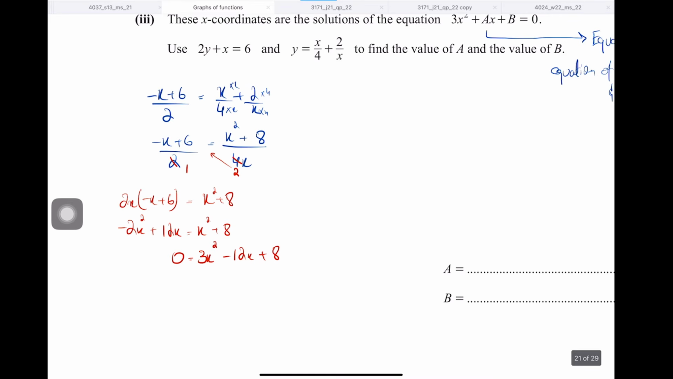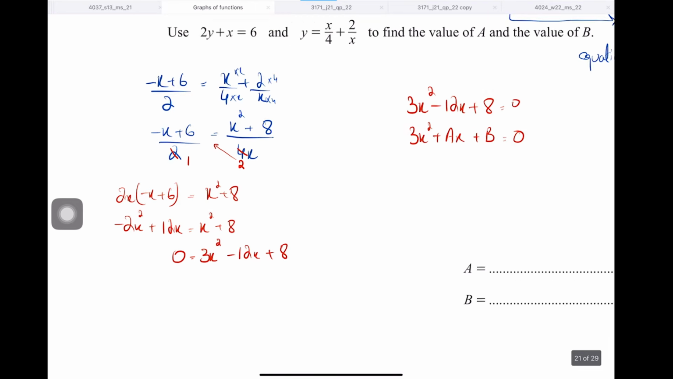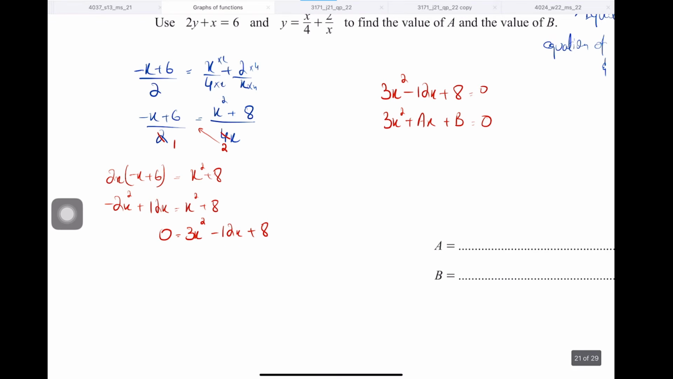Now if I ask you guys to compare this equation, which is 3x square minus 12x plus 8 with 3x square plus ax plus b, both of them being equal to 0, can you tell me the value of a and b? What do you think a is equal to and what do you think b is equal to? It's pretty straightforward now. Minus 12 and 8. Yeah, that's correct. Minus 12. A is minus 12. Good job. And b equals to 8.